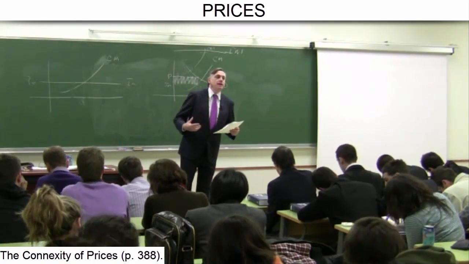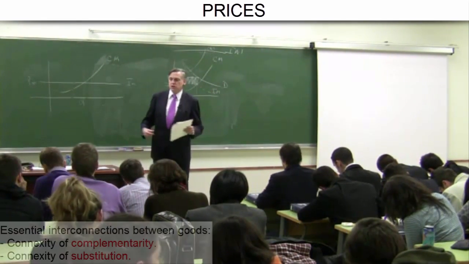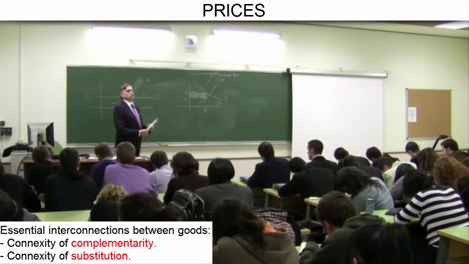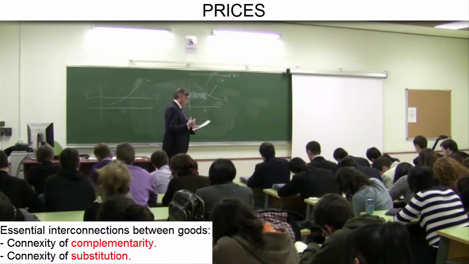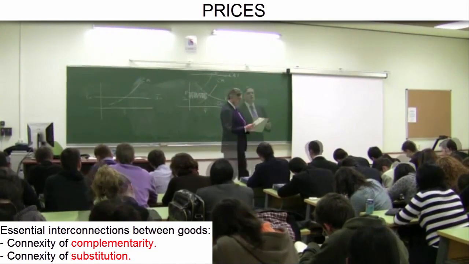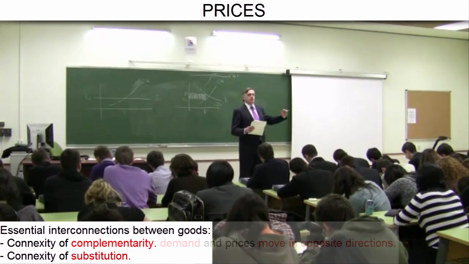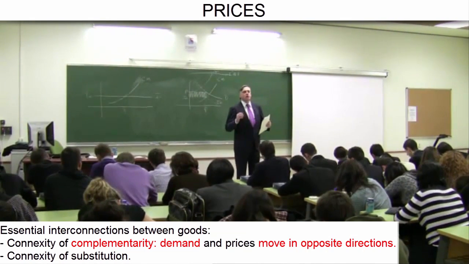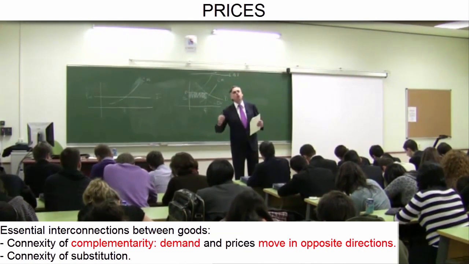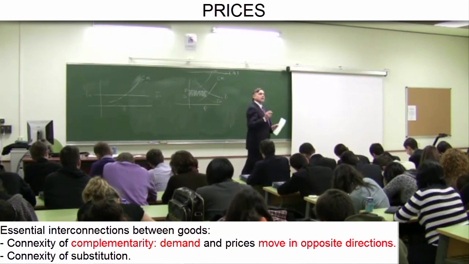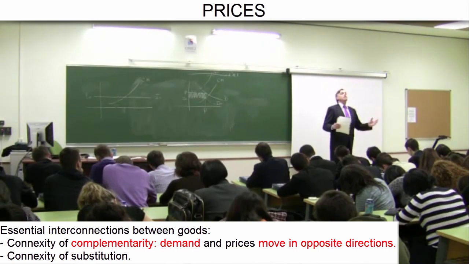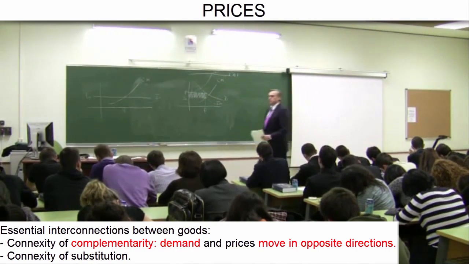The two fundamental connections which occur in the market are connexity of complementarity and connexity of substitution. Two goods, whether they are consumer goods or factors of production, are complementary if the demand for them moves in the same direction. In other words, when the demand for one rises, the demand for the other rises as well. When the demand for one falls, the demand for the other falls as well.